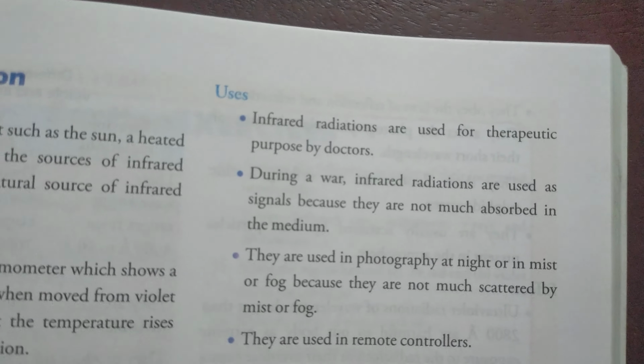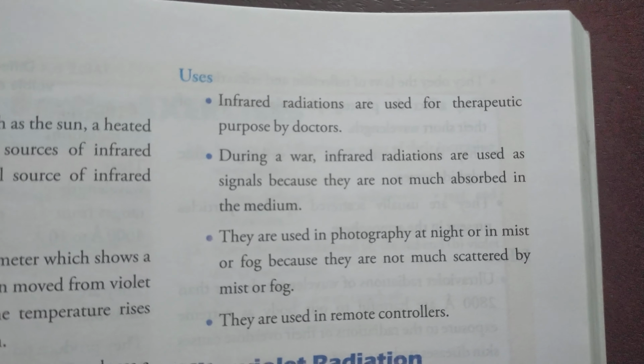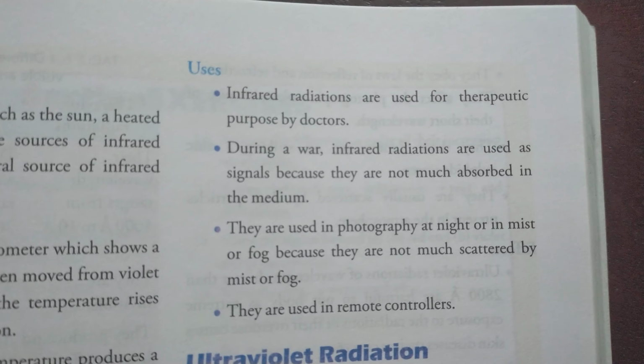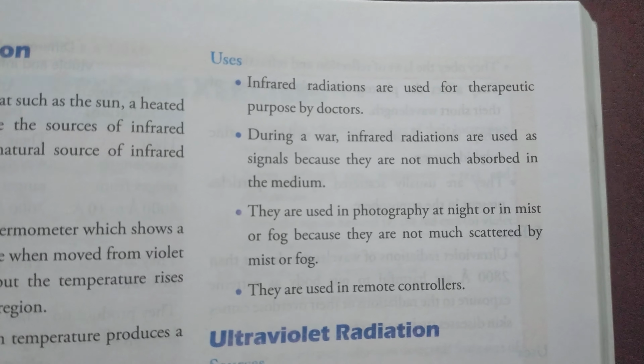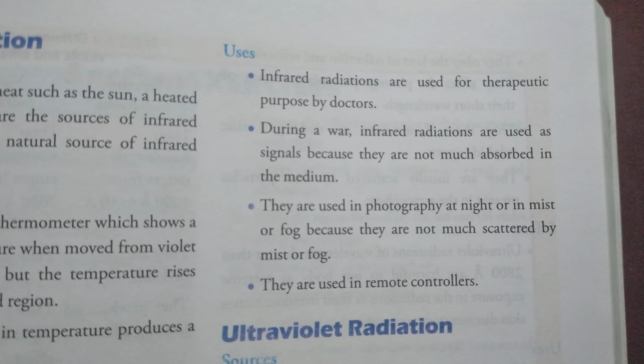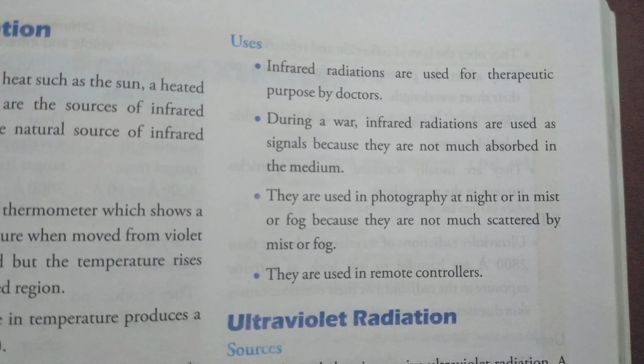And these are a few uses. Infrared radiations are used for therapeutic purposes by doctors. During a war, infrared radiations are used as signals because they are not much absorbed in the medium. They are used in photography at night or in the midst of fog because they are not much scattered by mist or fog. They are used in remote controllers. So all this I am giving as a note, because you have to write it in your exercise book and go through it.